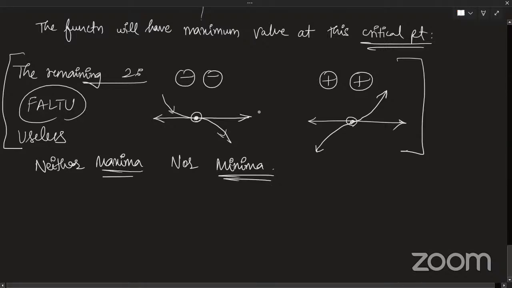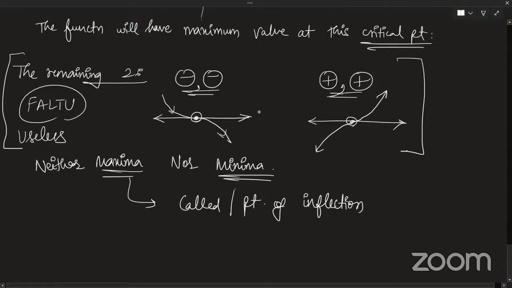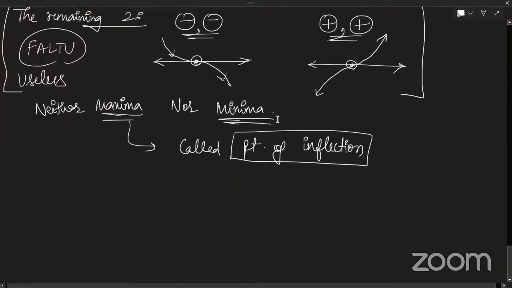Right? You can see that clearly. Because first also it was going down. After that also it is going down. No use. Neither minima nor maxima. Such a point is called point of inflection. Point of inflection. Okay? Fine. Okay, so we will do a problem on it.